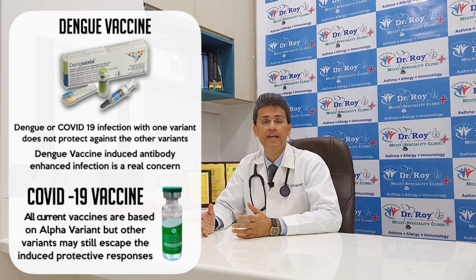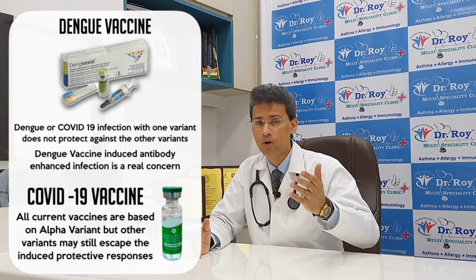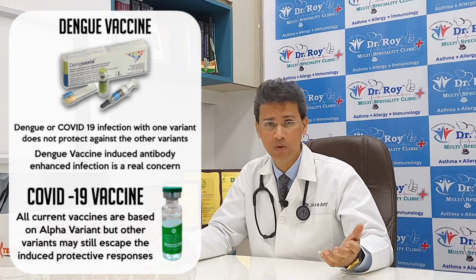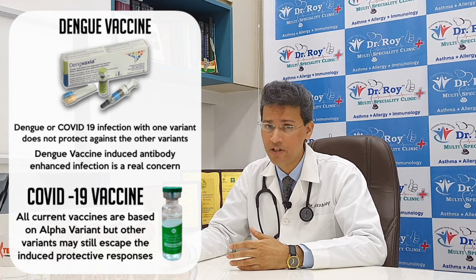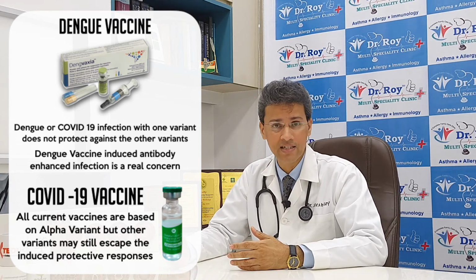Similarly, we know that even having the alpha variant COVID-19 vaccines, which are available worldwide, a person can still get the delta variant infection afterwards, despite being fully vaccinated.